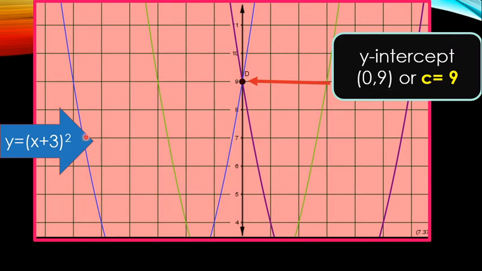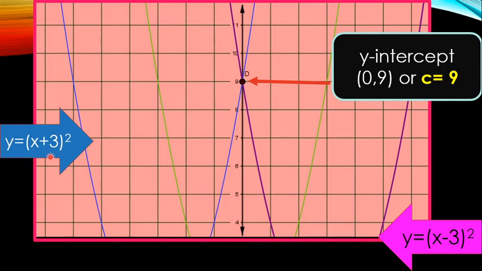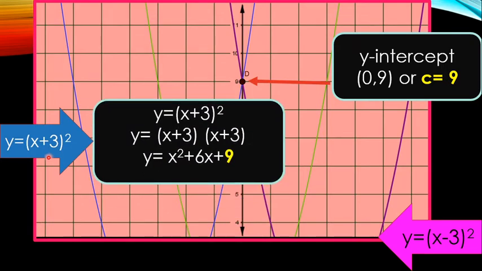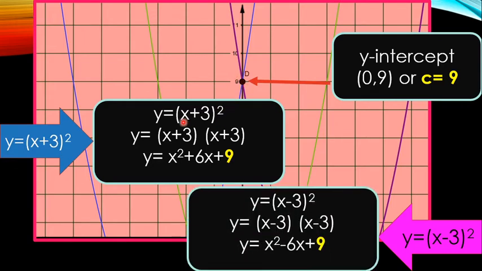Since our functions here are (x + 3) squared and (x − 3) squared, you're just going to rewrite this into standard form by expanding (x + 3) squared. So we get x squared plus 6x plus 9. You can expand this using the FOIL method, or 3 times 3, we get 9. So the value of the constant here is positive 9. Next, the value of the constant here is also positive 9. So, these two graphs intersect at the point (0, 9), or at the constant, which is positive 9.